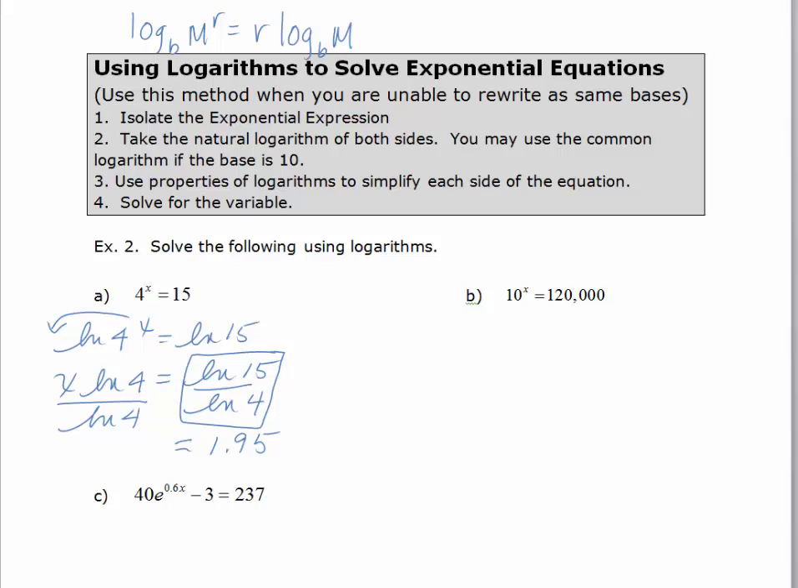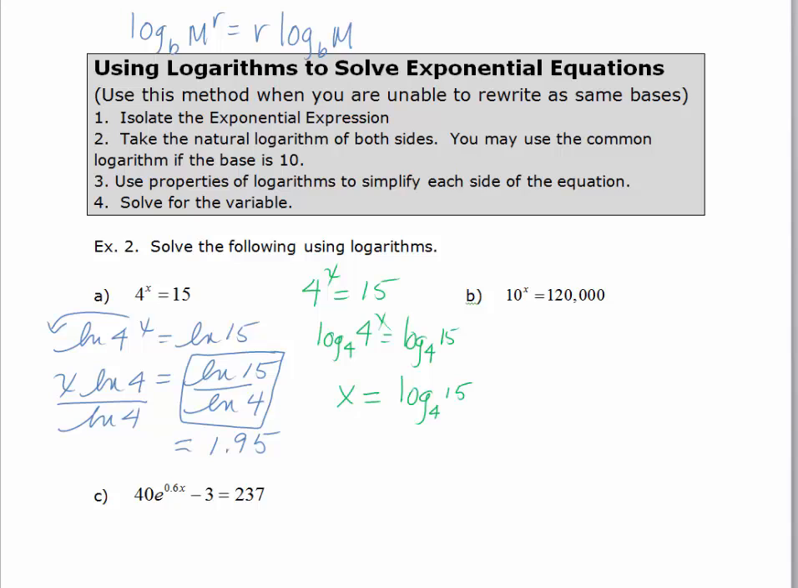Now I would like to show you that there is an alternate way of doing this particular problem. So if I started off with 4 to the x equals 15, I could take the log base 4 of each side. So if I took the log base 4 of 4 to the x and the log base 4 of 15, well, using one of the inverse properties, when the base and the argument are the same, the log base 4 of 4 to the x is actually just equal to x. So x equals the log base 4 of 15.